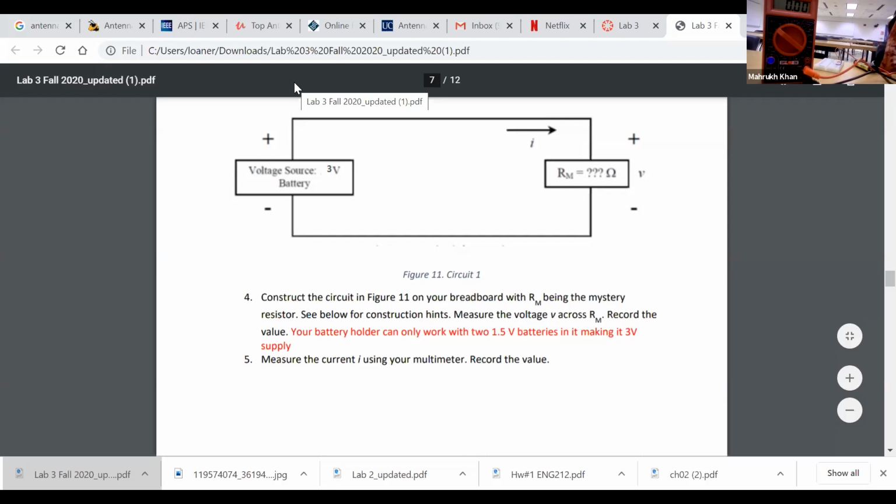Is it okay? Can you see my multimeter in the reverse direction or in the original direction? No, we can see it properly. No, it's all regular. It's not mirrored. Okay, that's fine then. So yeah.